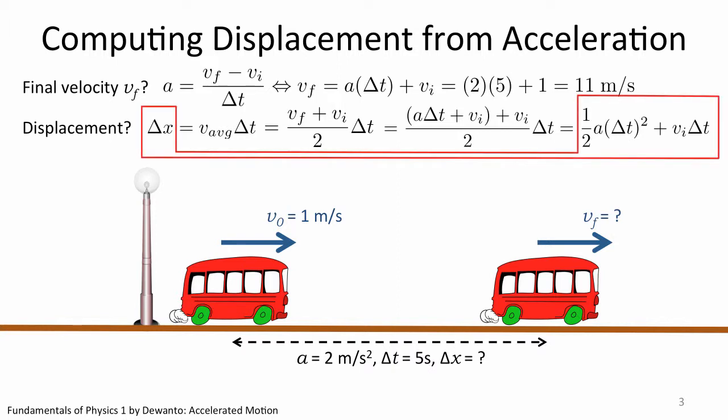1/2 a delta t squared plus vi times delta t. Do remember this equation unless you know how to derive it on the spot during the exam. The rest is calculator punching. So far so good?